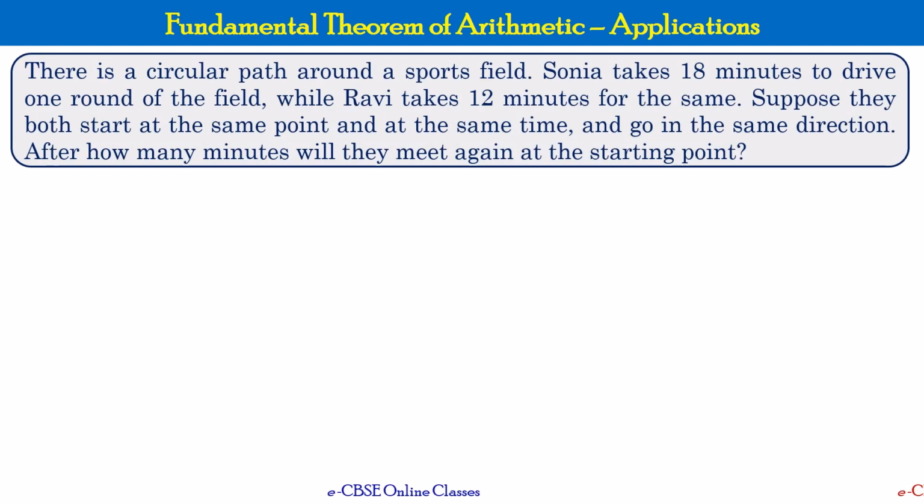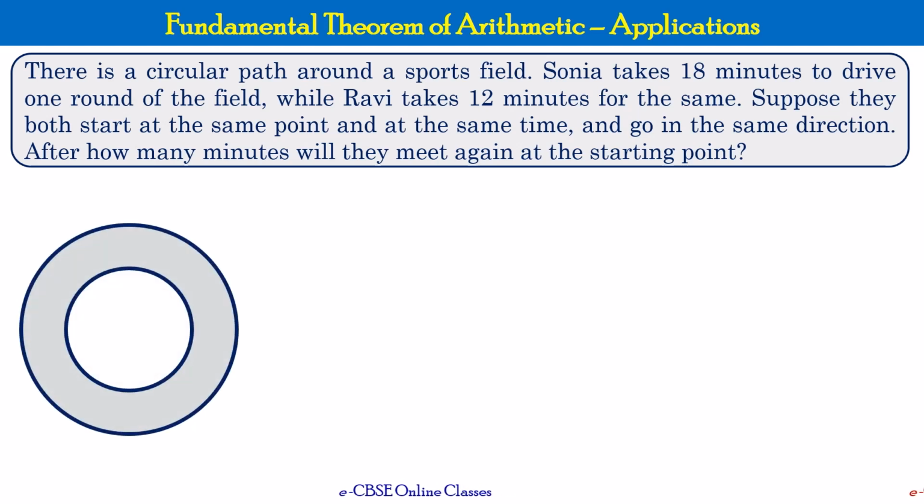Now let's go to the second problem. There is a circular path around a sports field. Sonia takes 18 minutes to drive one round of the field, while Ravi takes 12 minutes for the same. Suppose they both start at the same point and at the same time and go in the same direction. After how many minutes will they meet again at the starting point?